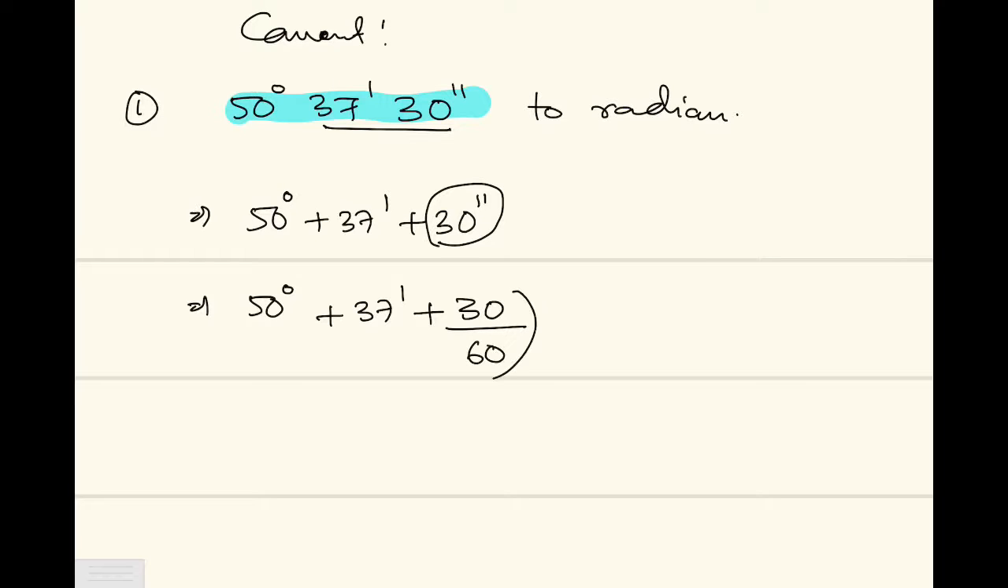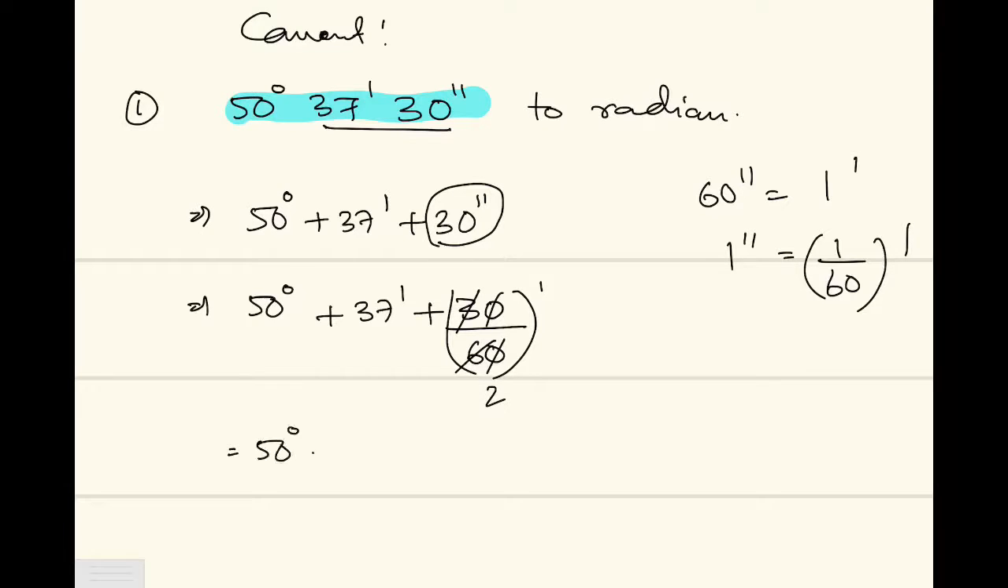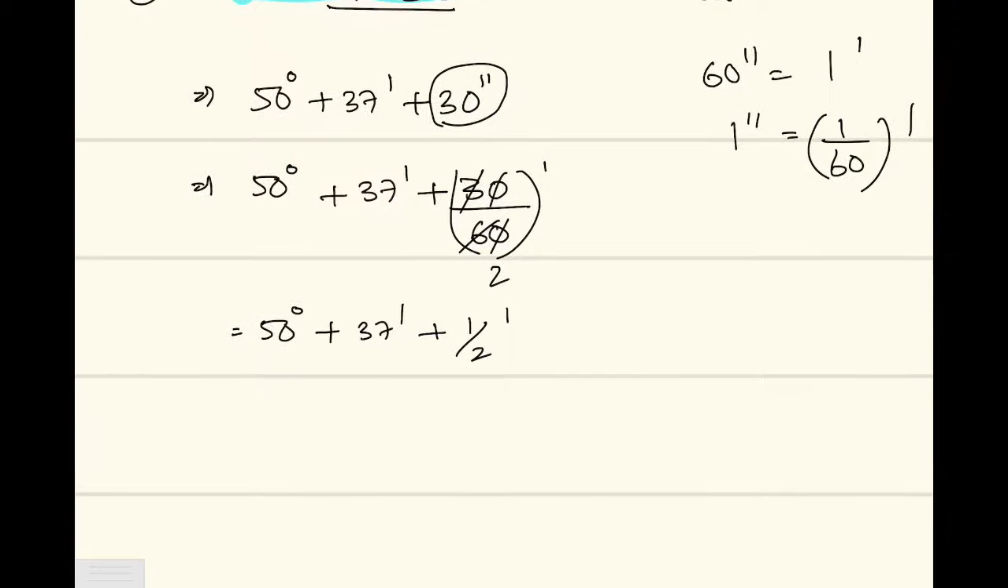So how to convert seconds to minutes? Divided by 60. So this will get converted to minutes. Remember that 60 seconds equals 1 minute. That's why 1 second will be 1 by 60 minutes. So that's why we have to divide by 60. So the 0 and the 0 get cancelled, half. So I get 50 degree, 37 minutes and half minute. Okay, because 30 seconds means half minute, correct?